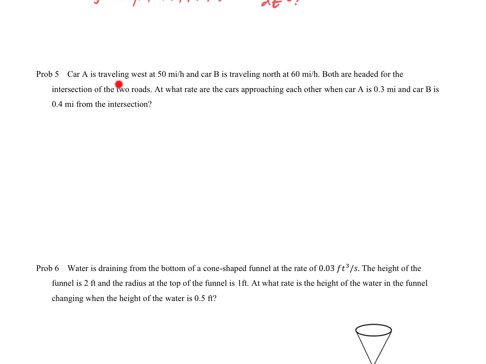Here, car A is traveling west at 50 miles per hour, and car B is traveling north at 60 miles per hour. Both are headed for the intersection of two roads, and we want to find at what rate the cars are approaching each other when car A is 0.3 miles and car B is 0.4 miles from the intersection. So let's visualize what's going on. We have two roads, and car A is heading west towards the intersection, and car B is heading north towards the intersection.